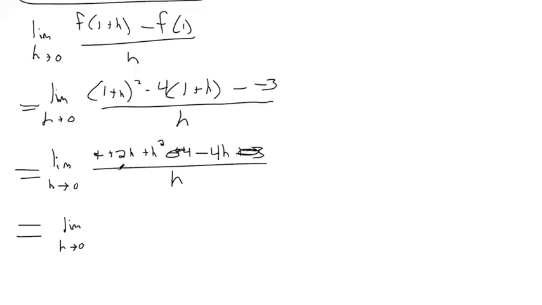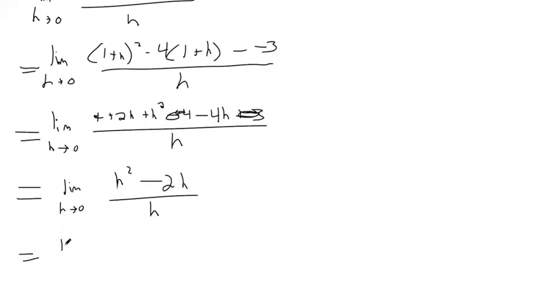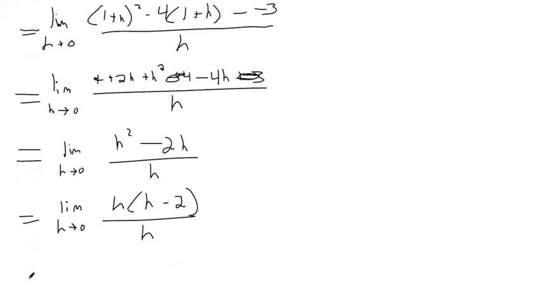Okay, so in the numerator, I'll put it in descending powers. I've got h squared, and then plus 2h minus 4h, that makes minus 2h here. It's all being divided by h. Still the limit as h approaches 0. I can factor out an h from the numerator. And look, the h's cancel out.